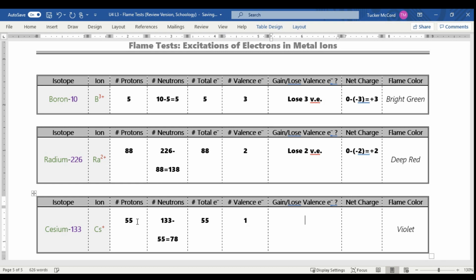So 1 valence electron, it is way easier to lose 1 valence electron than it is to try and gain 7 to reach 8. So this ion of cesium is going to start neutral. It's going to lose 1 negatively charged valence electron. 0 minus -1 is +1, which matches our positive charge over here. So what you'll be doing in the lab is going to be very similar to what you see here.